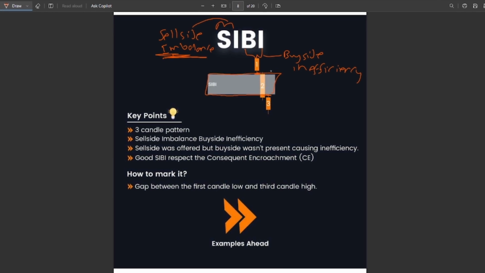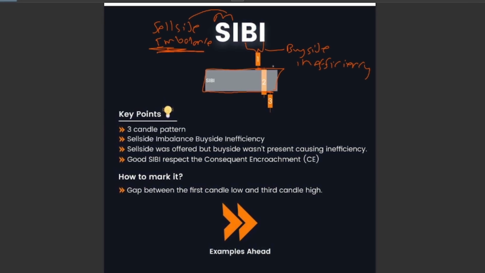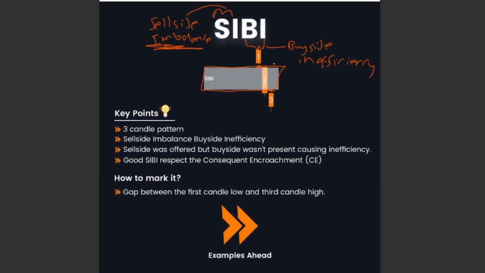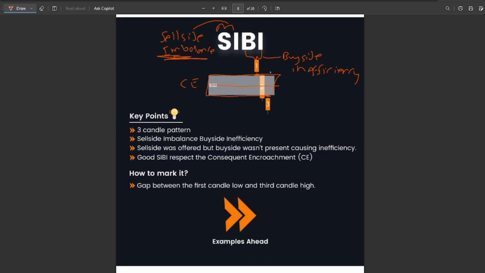So I hope the marking of SIBI is clear and its purpose is clear. It is a bearish fair value gap. Also, the constant encroachment level shouldn't be breached in this SIBI fair value gap as well. So now let's move on to some examples.